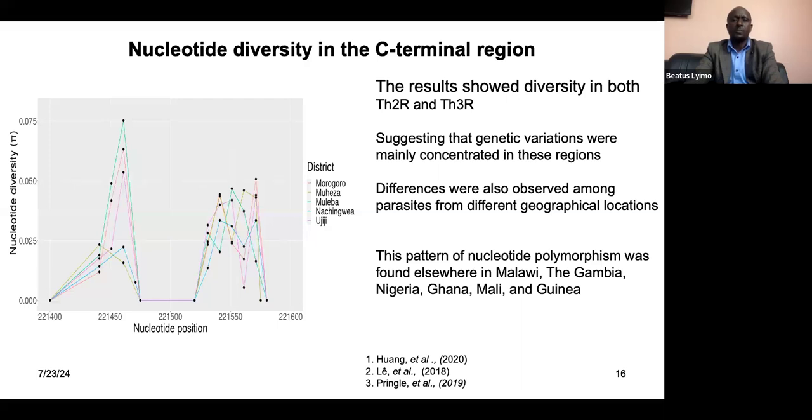We also tried to see what the findings were from other regions across Africa. We found that the pattern we are seeing here was also reported in other countries like Malawi, Gambia, Nigeria, Ghana, Mali, and Guinea, so globally you can also find this variation. It means there is a lot of activity going on along this region with regard to parasite survival and infection.